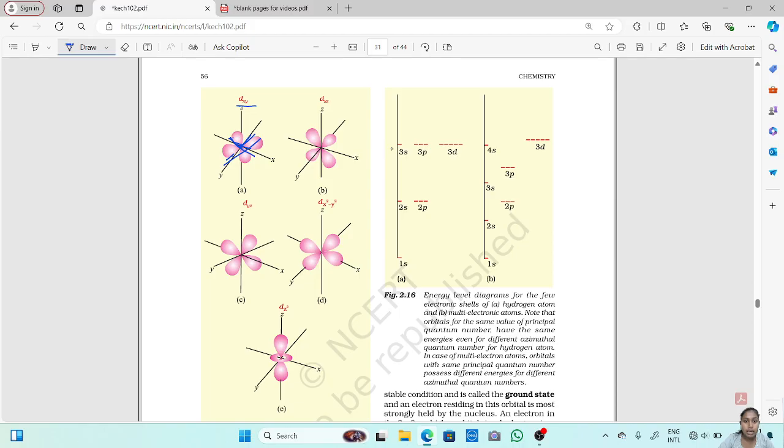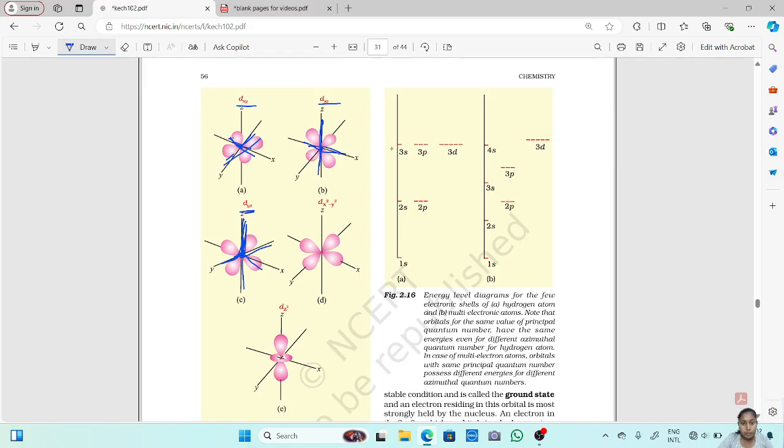Now this is dxz. All four lobes are present in between z and x, so that's why it is dxz. Now here the lobes are present in between, sorry, in between z and y. So it is dyz. They are present in between z and y.